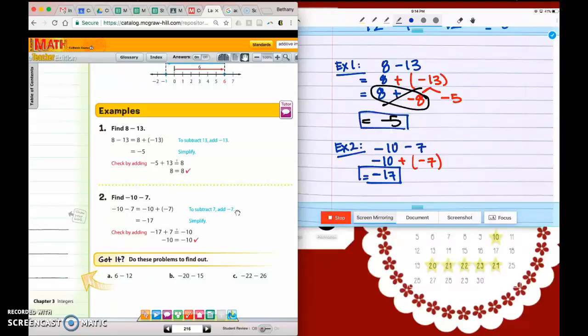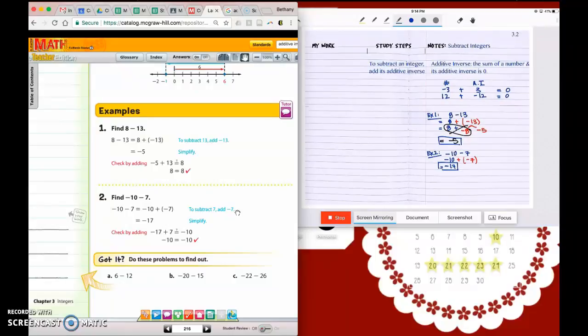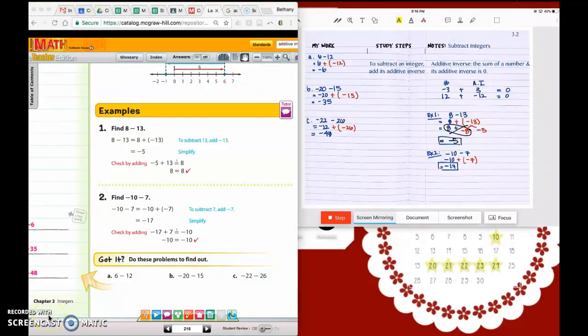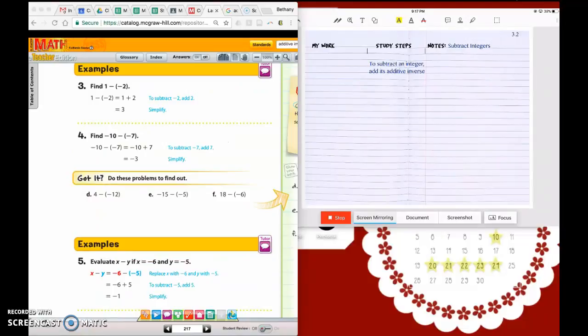Take a second to do the You Tries, which are on the left-hand side of our column, and see what you can do with those. Take a second to see if your You Tries are correct. Pause the video and check your answers. Okay, continuing our notes, example 3.